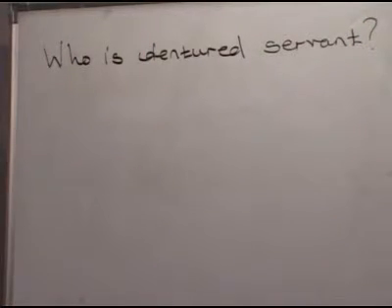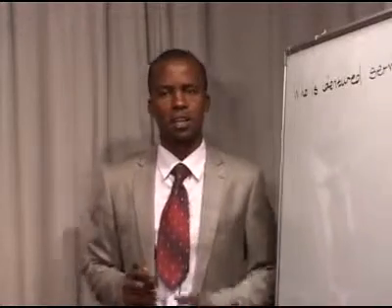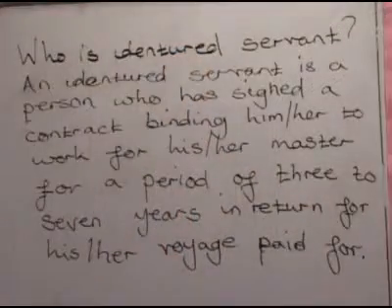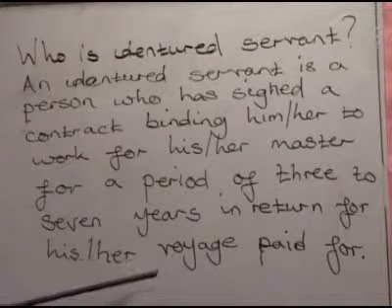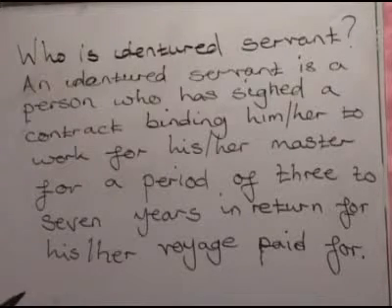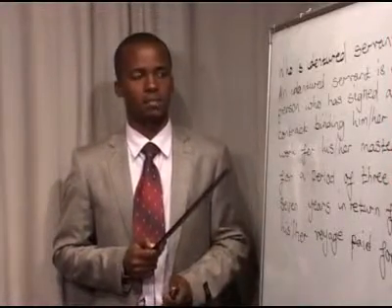We can try to define an indentured servant. An indentured servant is a person who has signed a contract binding him or her to work for his or her master for a period of 3 to 7 years in return for his or her voyage being paid for. When we are talking about this word voyage, a voyage is just a sea journey. So that is what an indentured servant is.